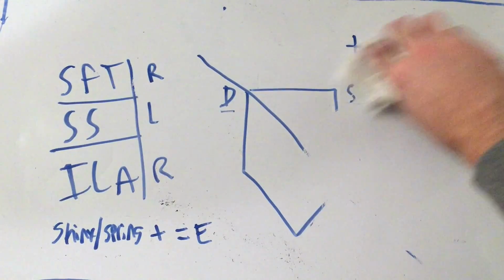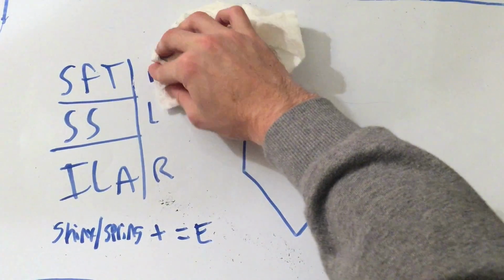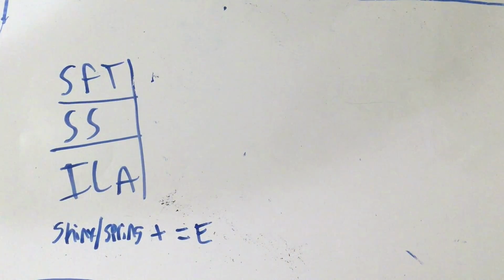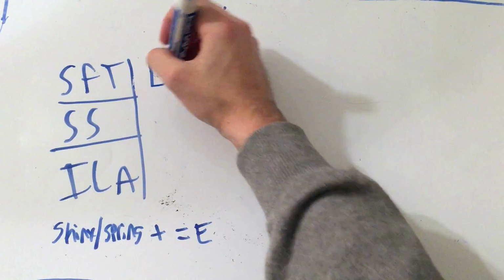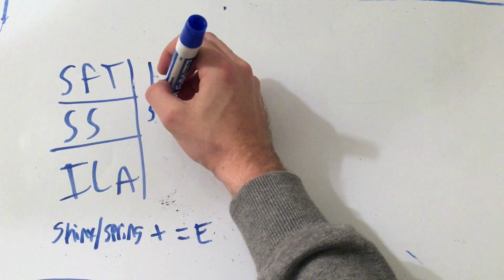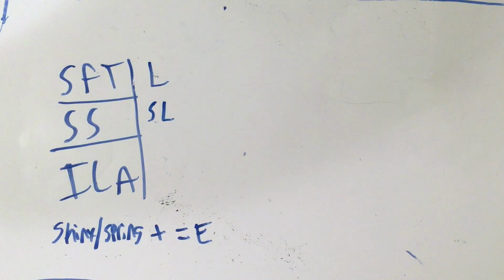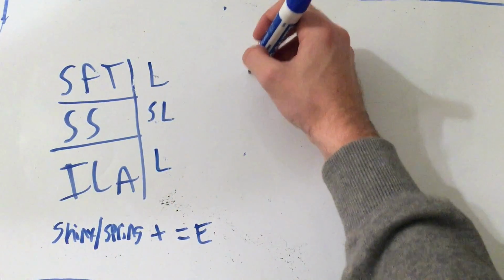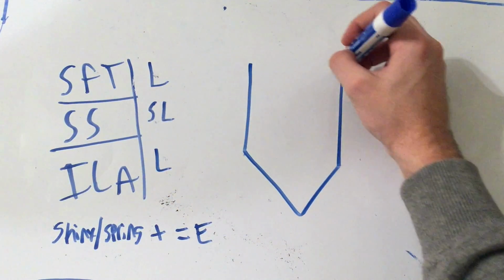So let's do another question. If I can erase all this stuff. So the next one, we have a seated flexion test positive on the left. We have a shallow sacral sulcus on the left. We have a posterior inferior ILA on the left. So once again, I'm going to draw out my sacrum.